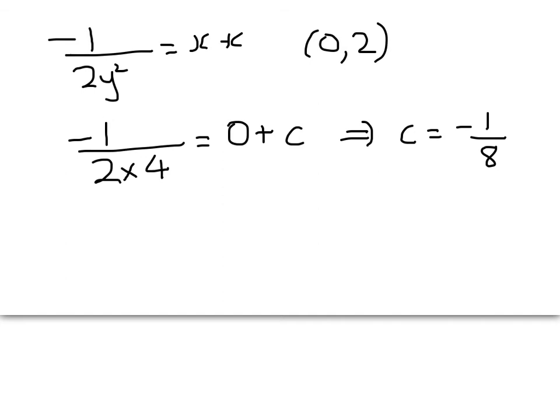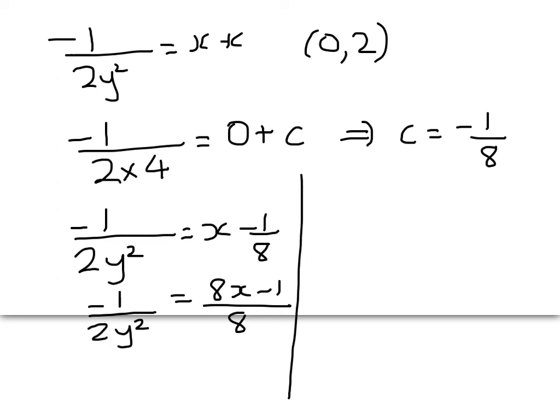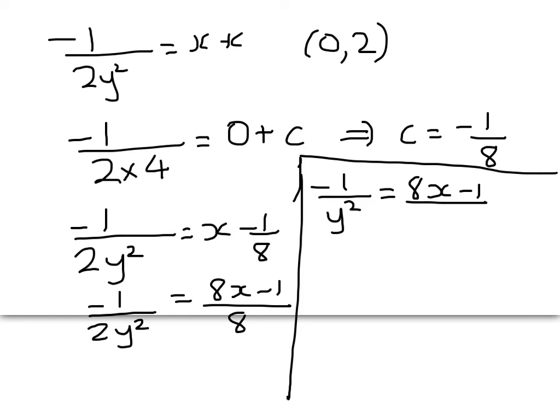What we're looking for now is an equation for y. So we've got negative 1 over 2y squared is equal to x minus 1/8, which is equal to 8x minus 1 over 8. Just popping the left hand side back in, there we go. Alright, let's see if I can get this done on one slide. Now I can multiply both sides through by 2, so we have negative 1 over y squared is equal to 8x minus 1 over 4.